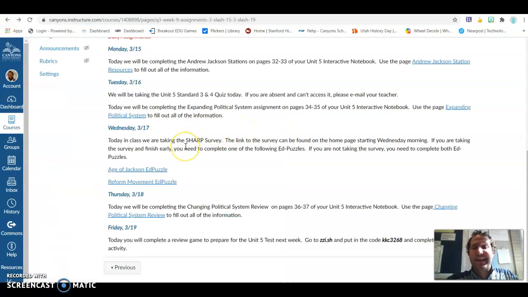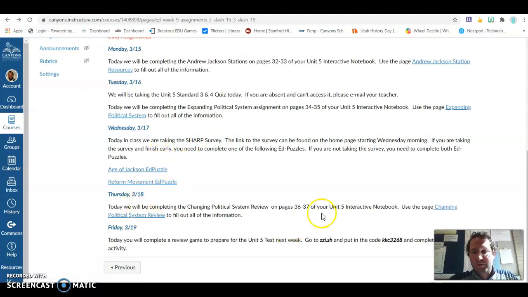Now on Wednesday in class, we are going to be taking the SHARP survey. The link to the survey will be found on the home page, but please do not take that unless you are in class with me. If you're absent this day, complete both of these ed puzzles. In class, if someone does the SHARP survey, they need to do one. If they finish early, or if they aren't doing the SHARP survey, they will also do both. So if you're absent, you will not be doing the SHARP survey. Please complete both ed puzzles.